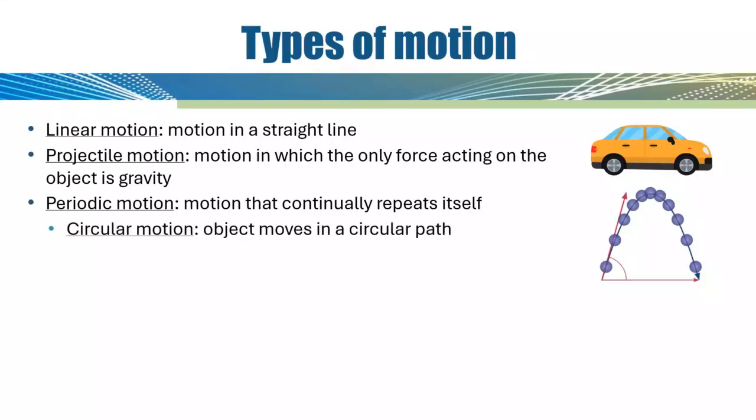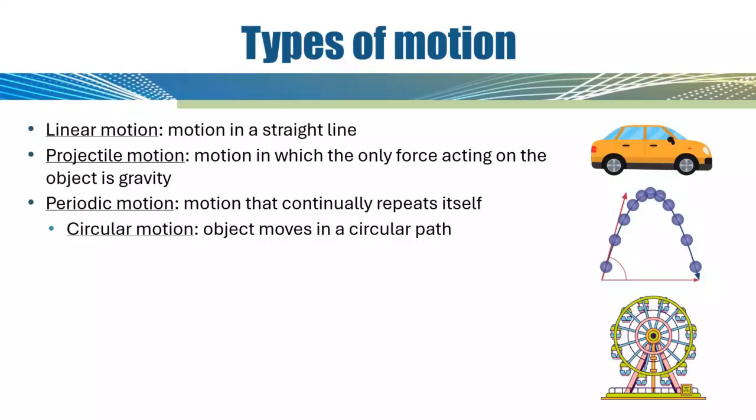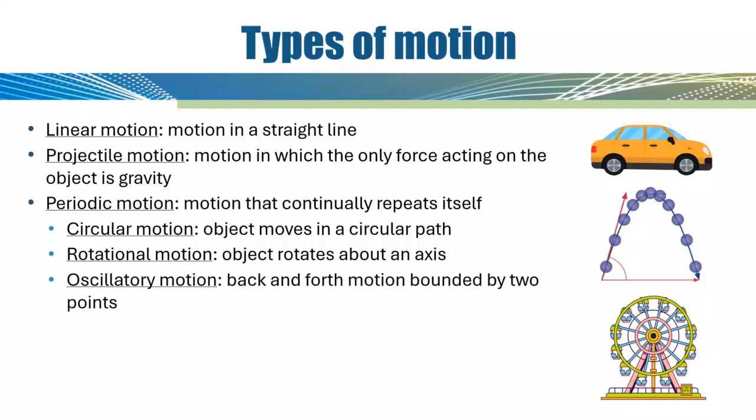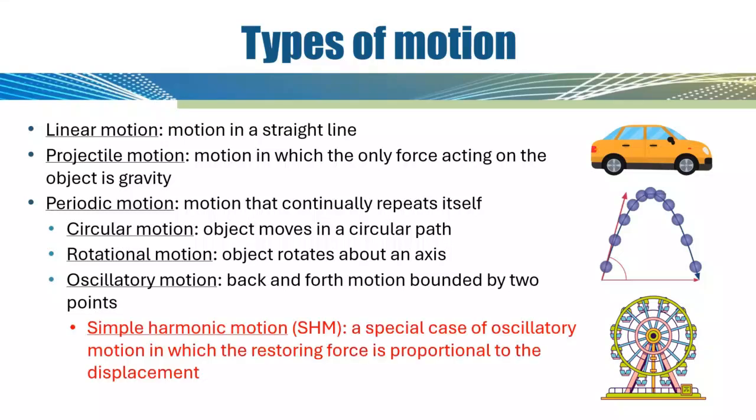For example, an object is in circular motion if it maps a circular path, such as the cars on a Ferris wheel. And an object is in rotational motion if it rotates about an axis, such as the Ferris wheel itself. And this unit is about oscillatory motion, which is a back and forth motion bounded by 2 points. And even more specifically, we're going to be talking about simple harmonic motion, which is a special type of oscillatory motion in which the restoring force is proportional to the displacement. And we'll talk about what this means in a few minutes.